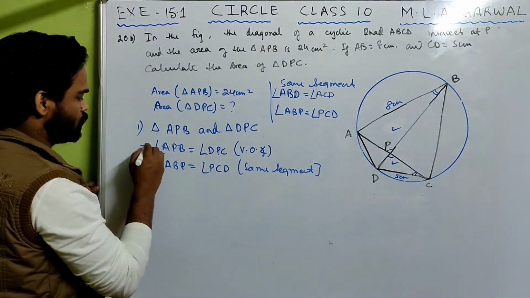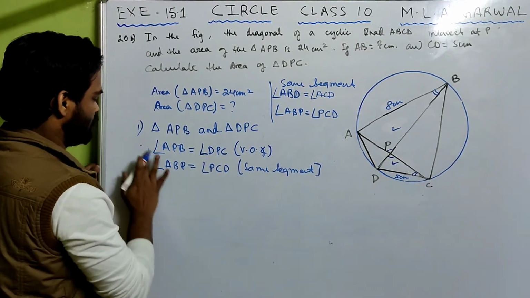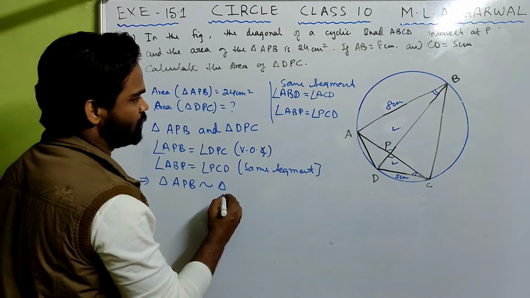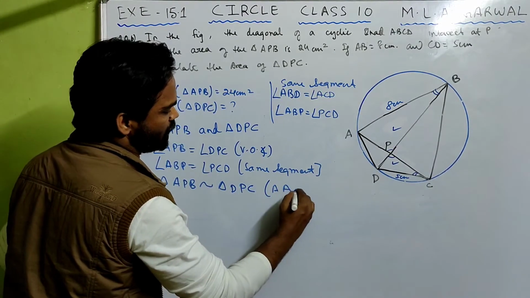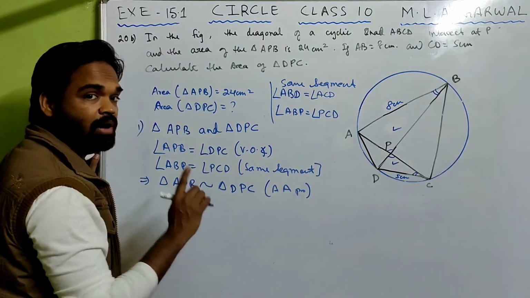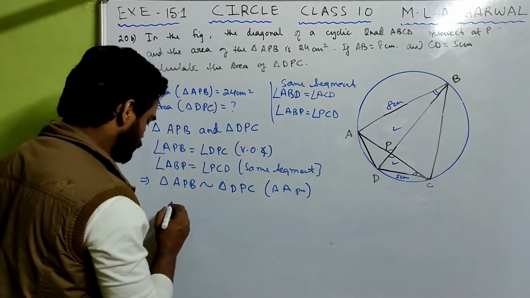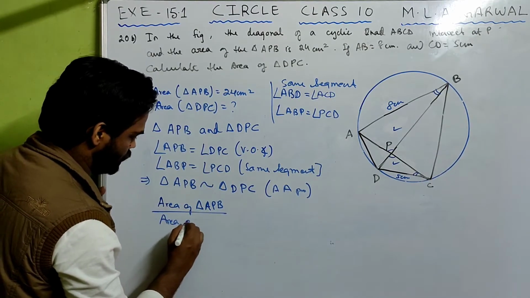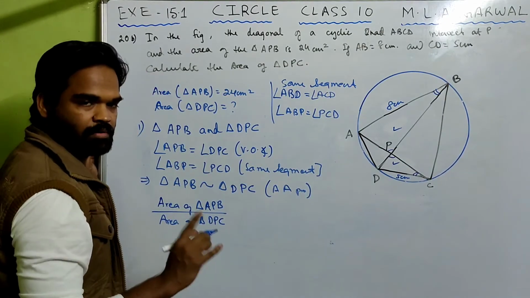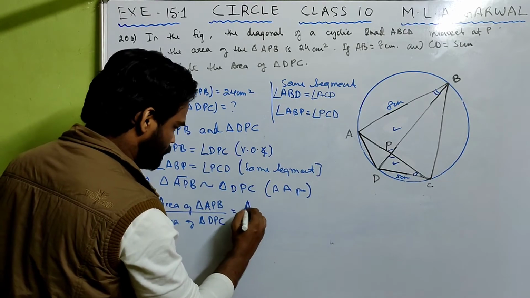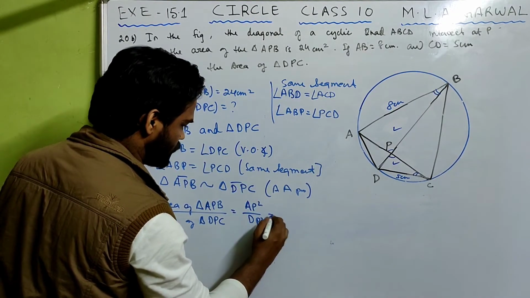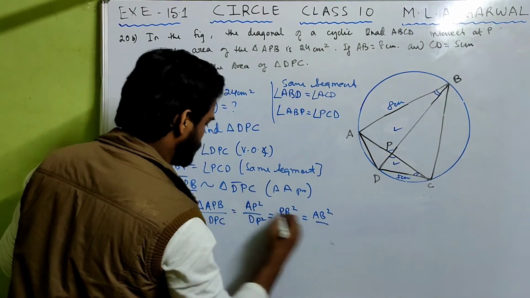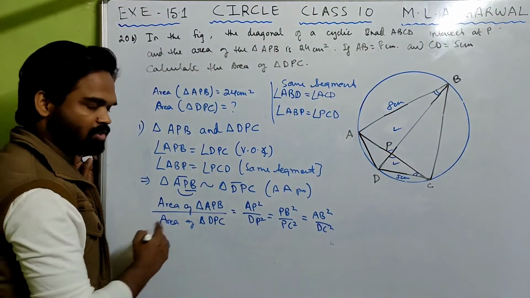Now, once two angles are equal, we can say it implies that triangle APB is similar to triangle DPC, where A corresponds to D and P corresponds to P, by the angle property. If these two triangles are similar, we know that area of triangle APB by area of triangle DPC will be equal to AP square by DP square, which will be equal to PB square by PC square, which will be equal to AB square by DC square. Isn't it? We have done this theorem.